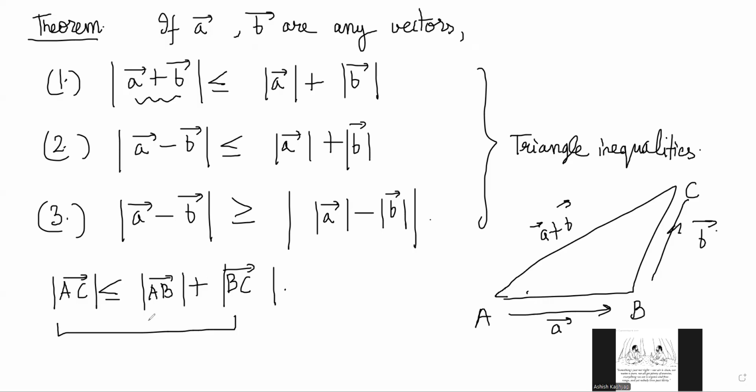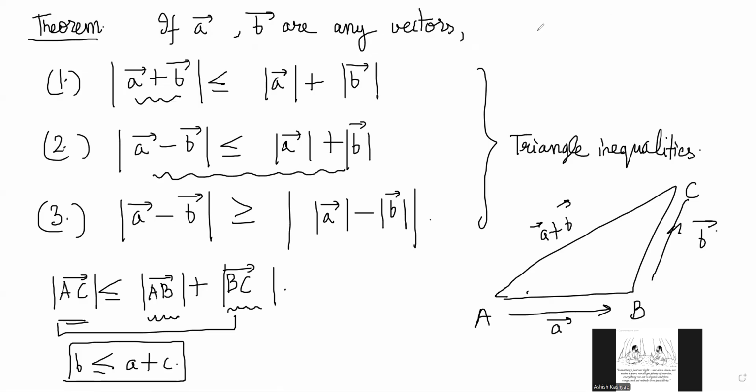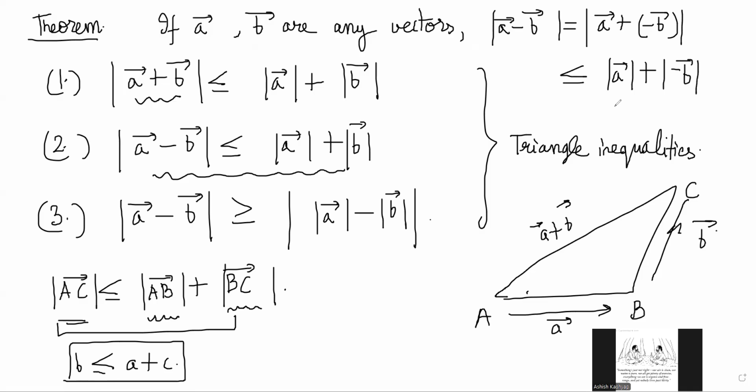So you have to remember here that these modulus represents the sides of the triangle, and this is the third side. So we are getting something like B is less than equal to A plus C, right? That comes from triangle inequality, and it's a basic property of any triangle. You can also prove the second one by using the first identity itself by saying A minus B mod is same as mod of A plus minus B, which will be less than equal to mod of A plus mod of minus B, which is equal to mod of A plus mod of B. So mod of minus B is same as mod of B. So this inequality follows directly from the first one, right?